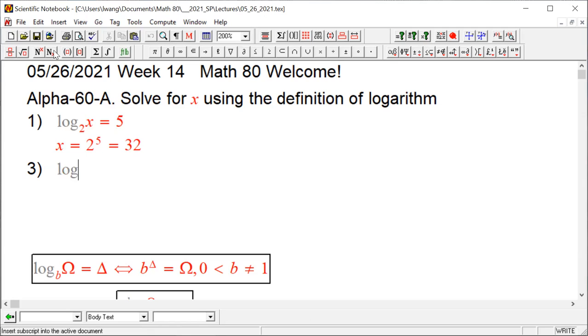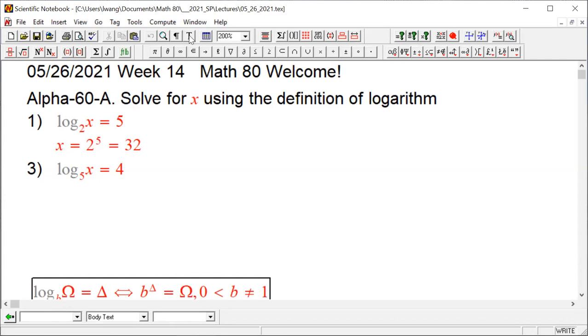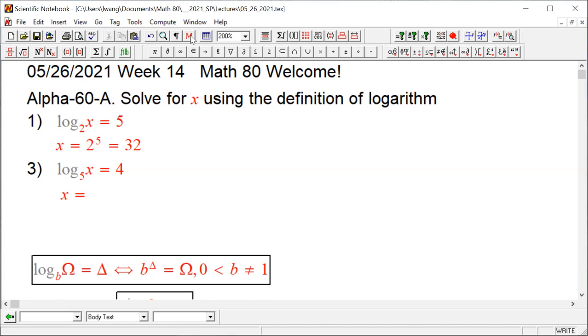Log base 5 of x equals 4. Solve for x. What will x be? x will be 5 to the power of what? 4. Right? 5 to the power of 4. So you apply the definition. Any questions so far?